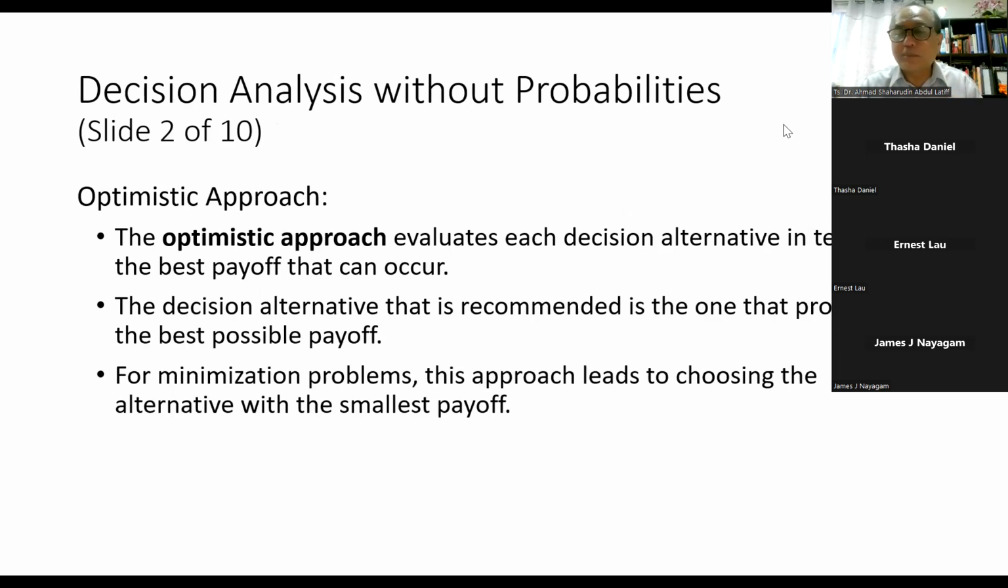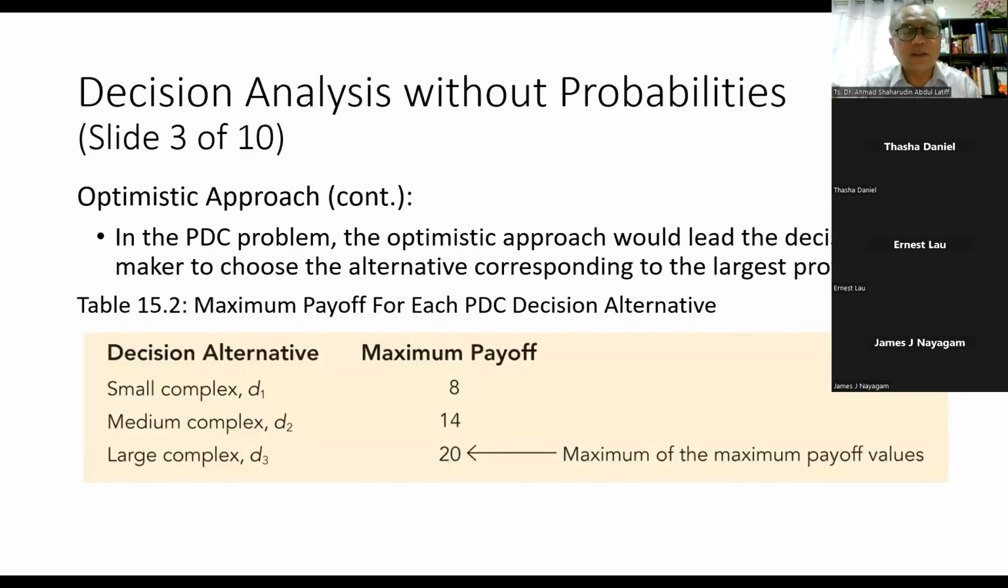The optimistic approach evaluates each decision alternative in terms of the best payoff, and recommends the one that provides the best possible payoff. What is the best possible payoff here? In the PDC case just now, the maximum payoff is 20 million, which is the large complex, decision 3, the 90 condominiums.